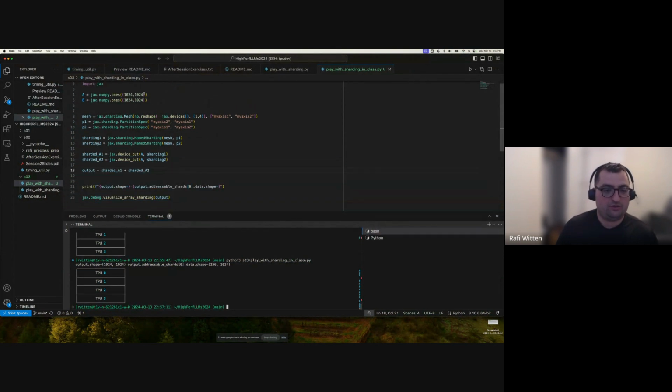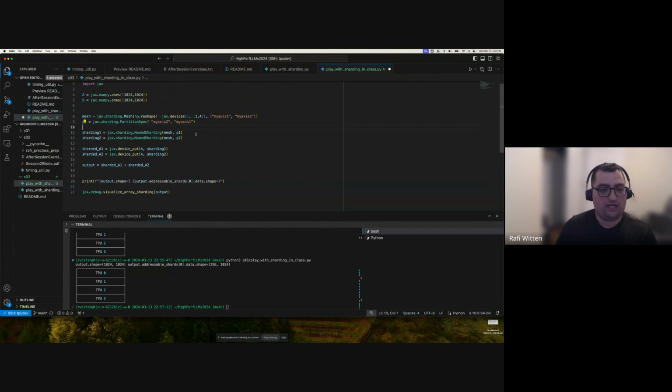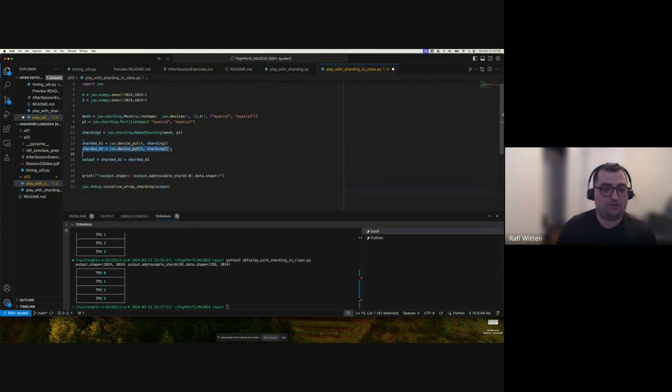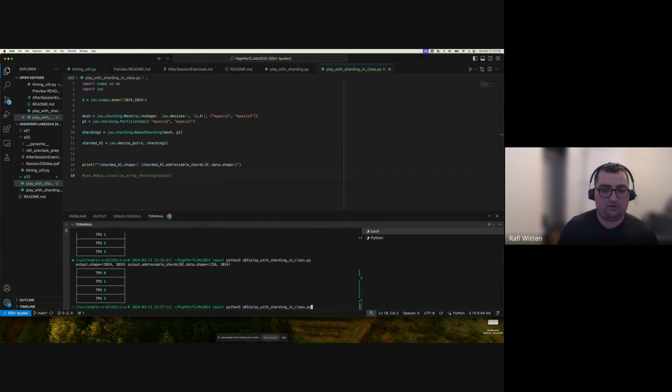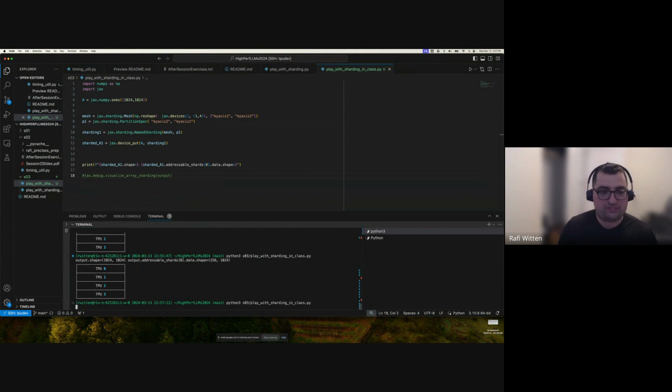So I will just tear this one down, and it goes exactly the way you'd expect. We can do a device put, we can get rid of this and this. All right, and then we get shard A1, and we can have a shape. I believe that last line won't know how to visualize it, but we will. There's no reason there has to be the same sizes.